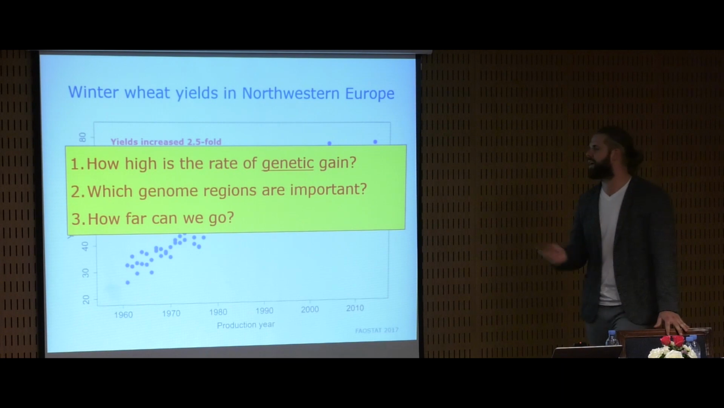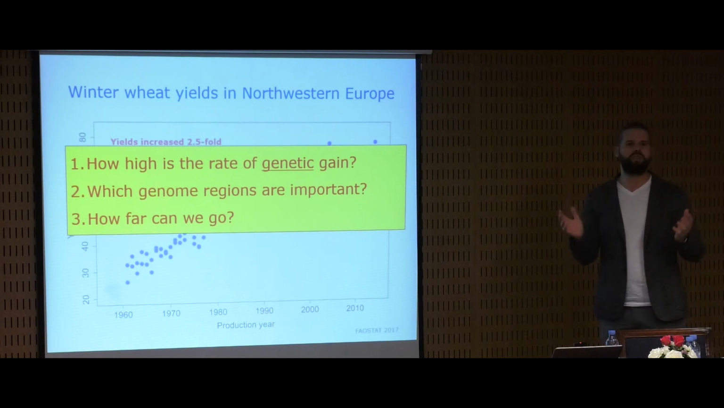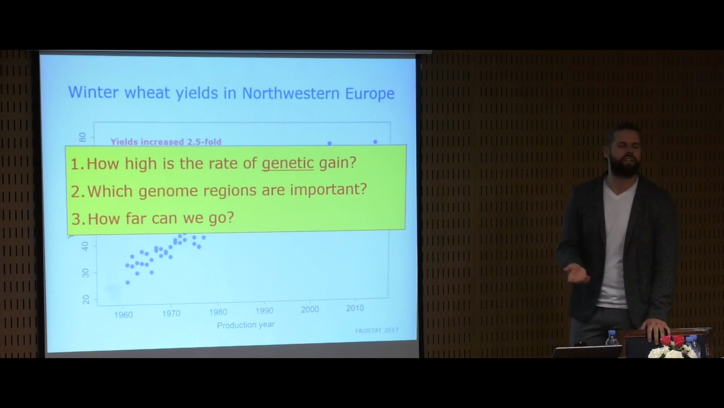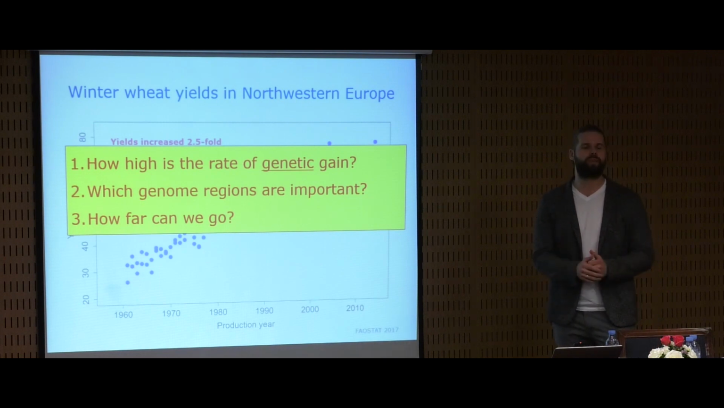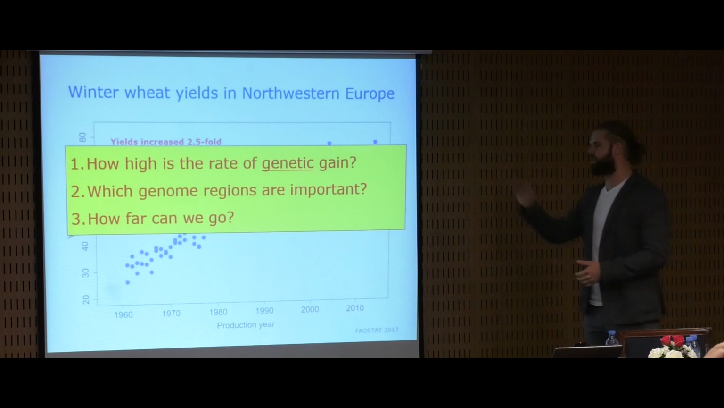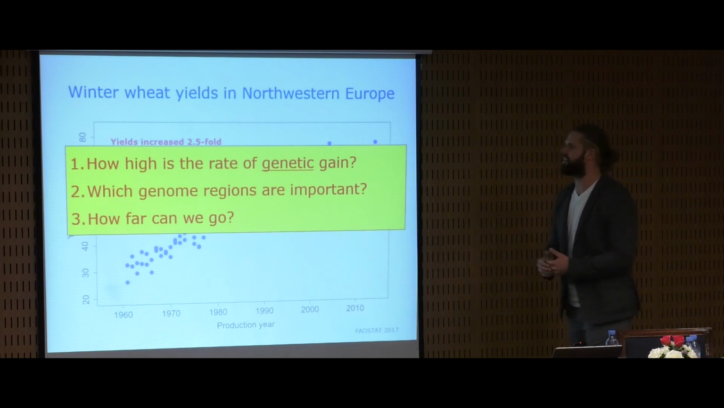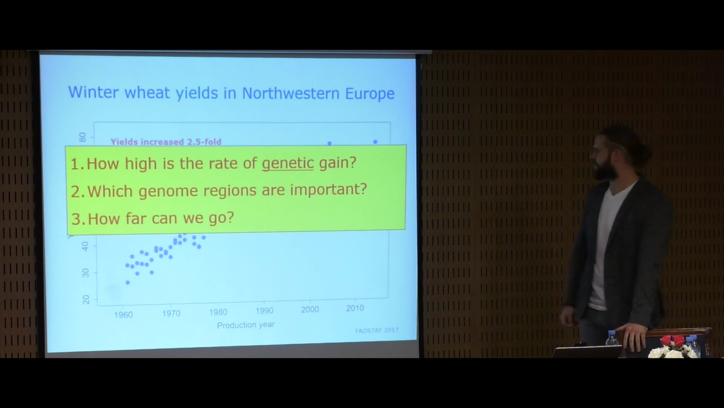Based on this, we were asking a couple of questions. First of all, how high is the actual rate of genetic gain? Because you could always argue that this massive improvement in yields is mostly due to improvement of agricultural practices, that farmers now have access to way improved plant protection agents, way better chemical fertilizers, and so on. So we were really interested in answering this question of how high the actual rate of genetic gain is.